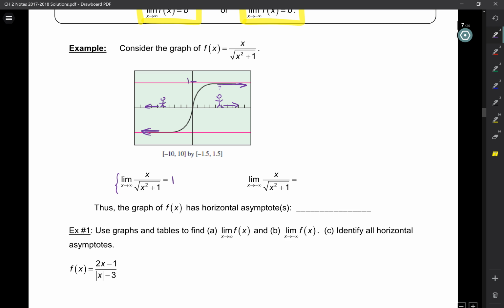Are there always going to be two horizontal asymptotes? No, there don't have to be. There could be just one. Yeah, there could be just one horizontal asymptote, or there could be two.